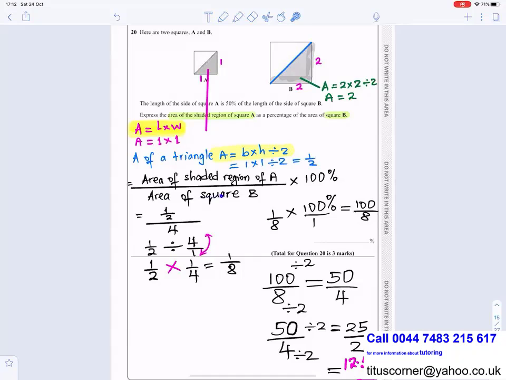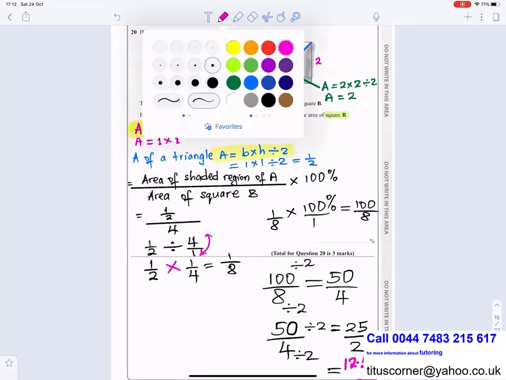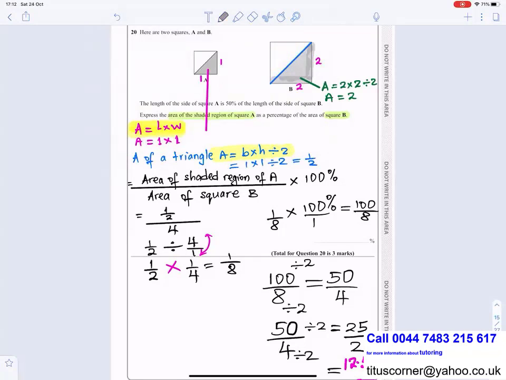What is the area of square B? The area of square B is 4, because we are multiplying 2 times 2. So the area of square B is 4. 2 times 2 gives you 4.